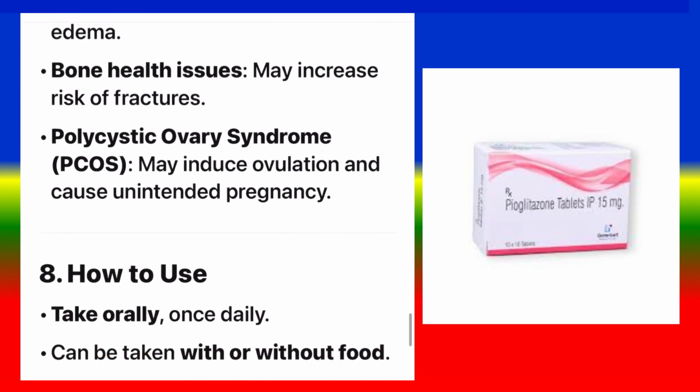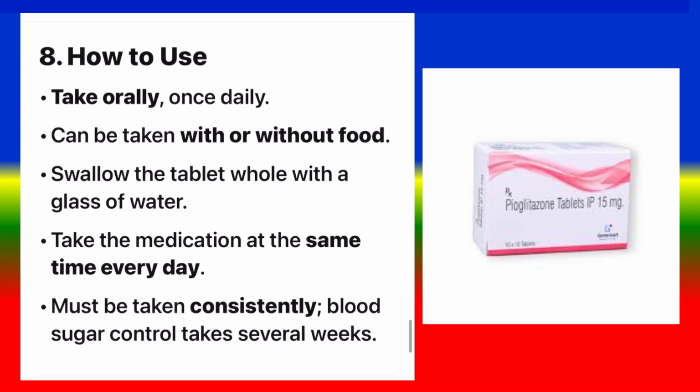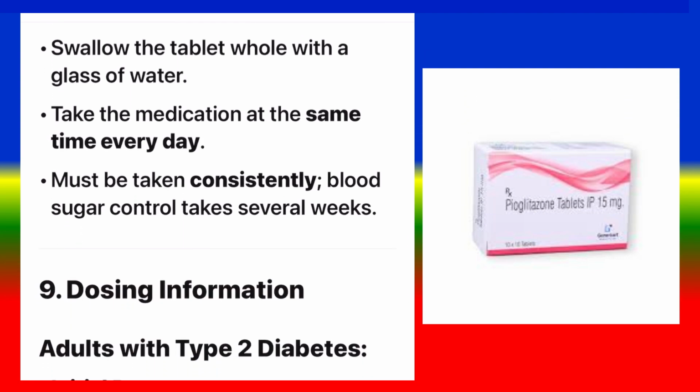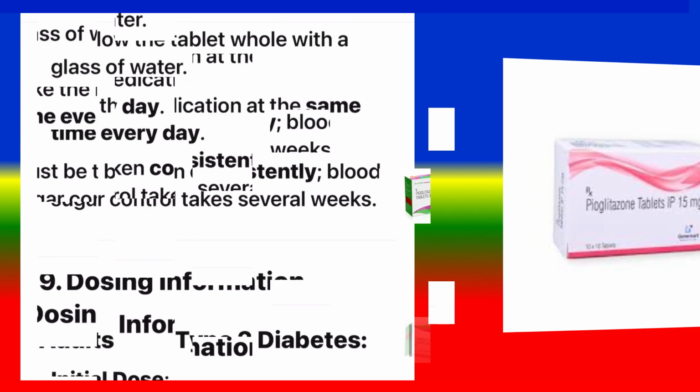Number 8. How to use. Take orally once daily. Can be taken with or without food. Swallow the tablet whole with a glass of water. Take the medication at the same time every day. Must be taken consistently. Blood sugar control takes several weeks.